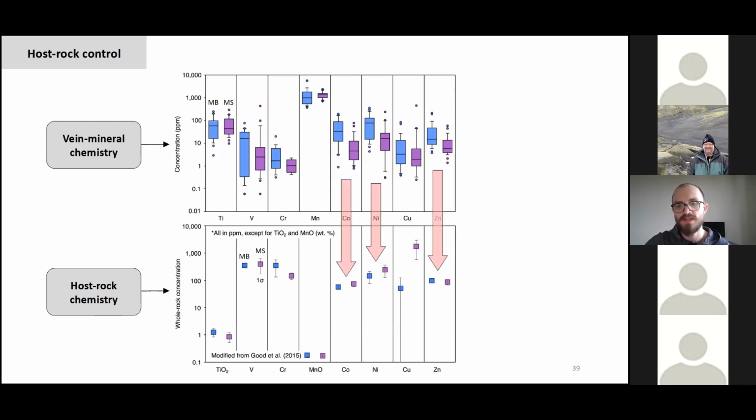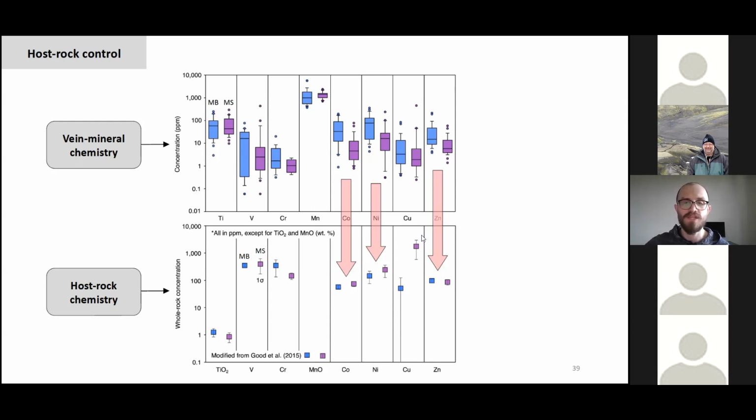But if we look at it, that's actually not the case, with some marathon series actually being enriched in these metals compared to metabasalts. Now, in terms of the composition of the host rocks, we can see that copper exhibits a significant difference between metabasalts and marathon series, being enriched in the mineralized marathon series.